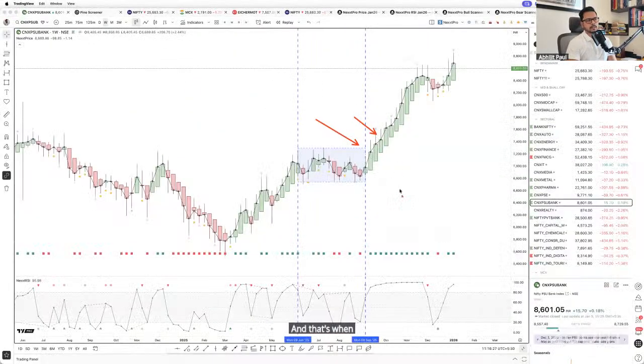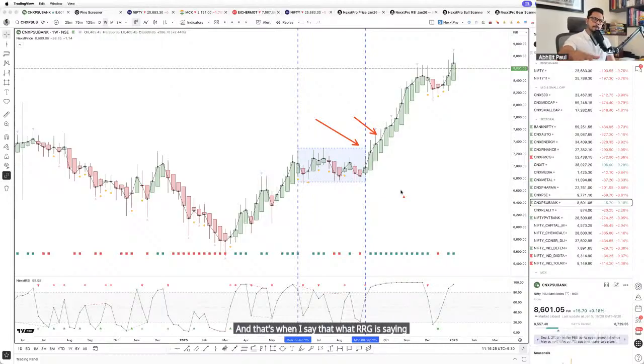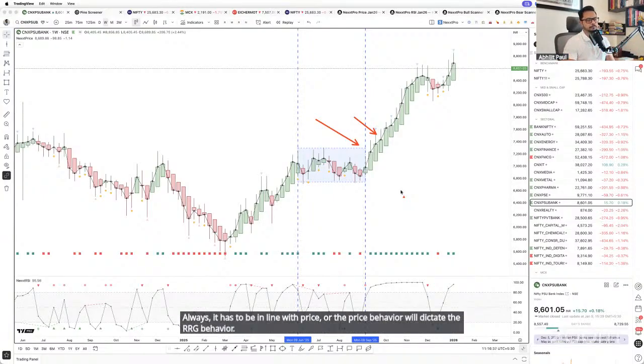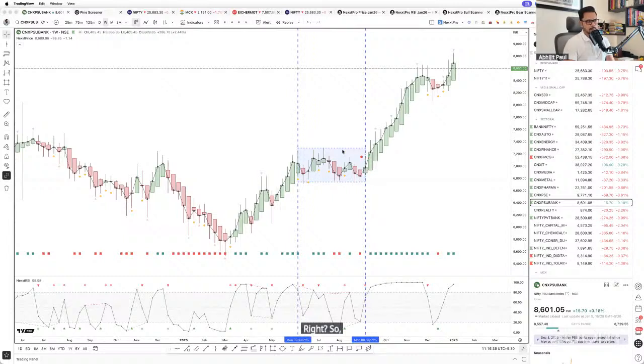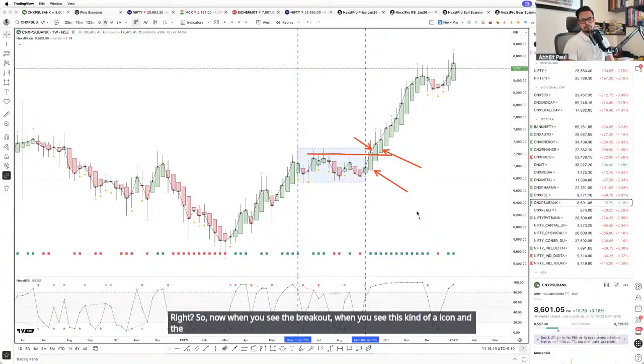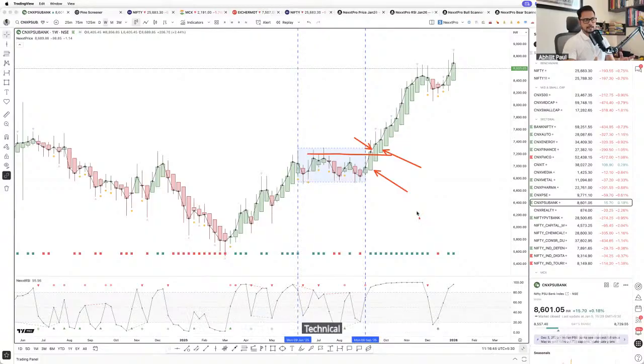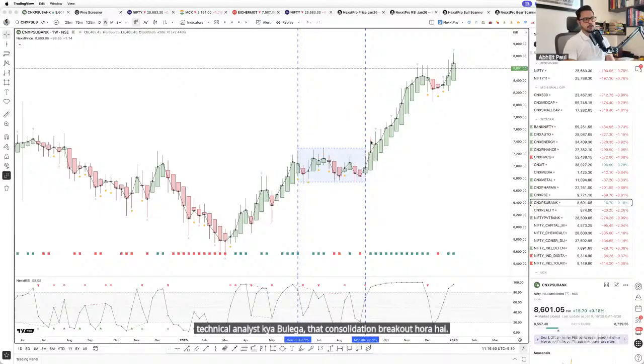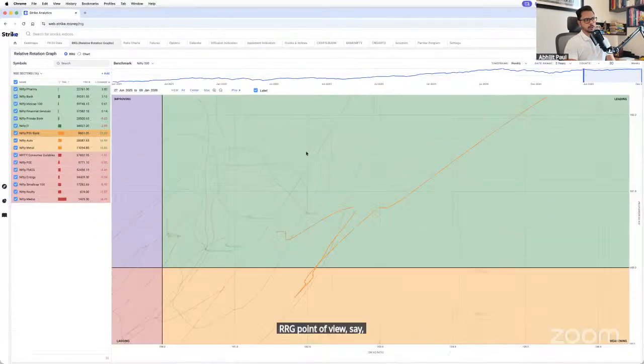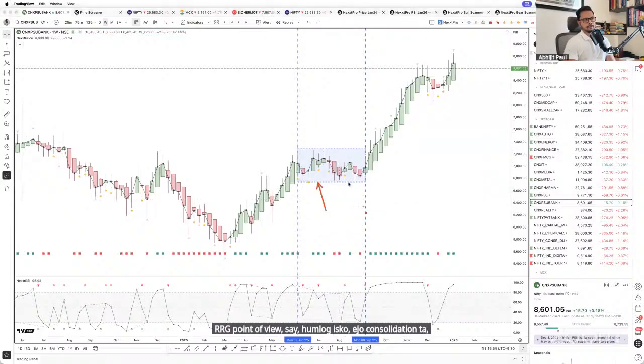And that's when I say that what RRG is saying, always it has to be in line with price, or the price behavior will dictate the RRG behavior, right? So now when you see the breakout, when you see this kind of a high and the behavior, टेक्निकल एनालिस्ट क्या बोलेगा? दैट कंसोलिडेशन ब्रेकआउट हो रहा है. आरआरजी पॉइंट ऑफ व्यू से हम लोग इसको, ये जो कंसोलिडेशन था, we would have never sound bearish.